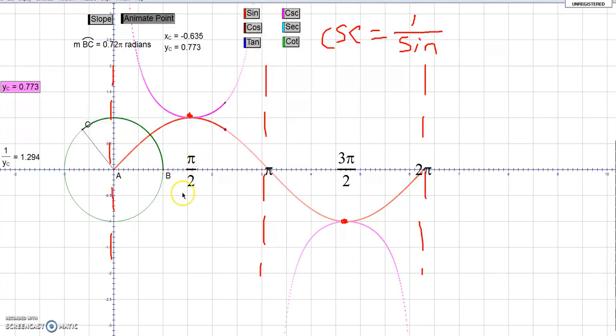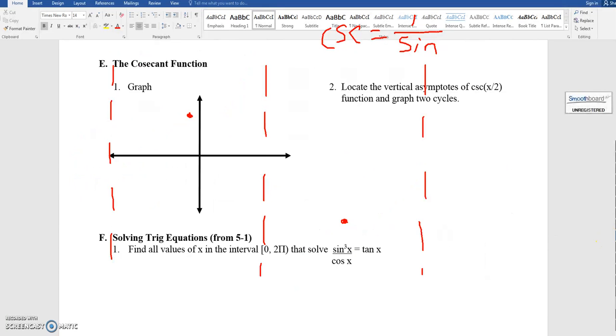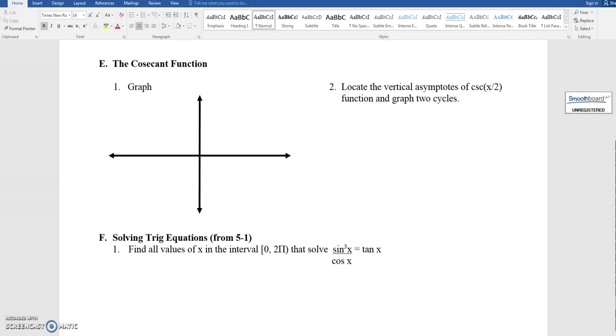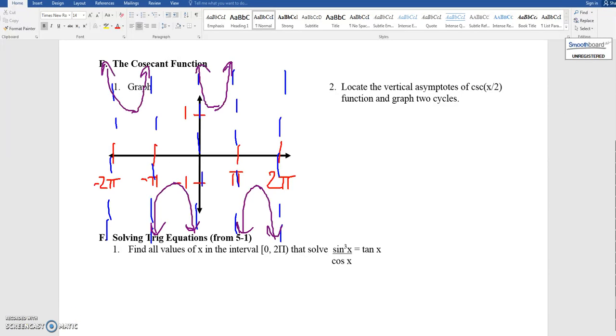So just let this run for a bit. I'm going to pull up my notes right now and also pause the video. So if I erase all of this, if I pause the video, I'll get a really good graph of cosecant up here, graph 2 cycles for you, and we can move on from there. So that's what you would get if you graph 2 full cycles of cosecant. Feel free to pause the video here if you need to take a little time to jot that down.